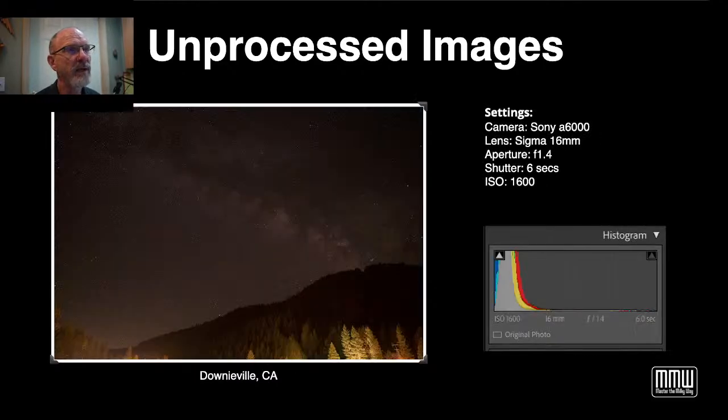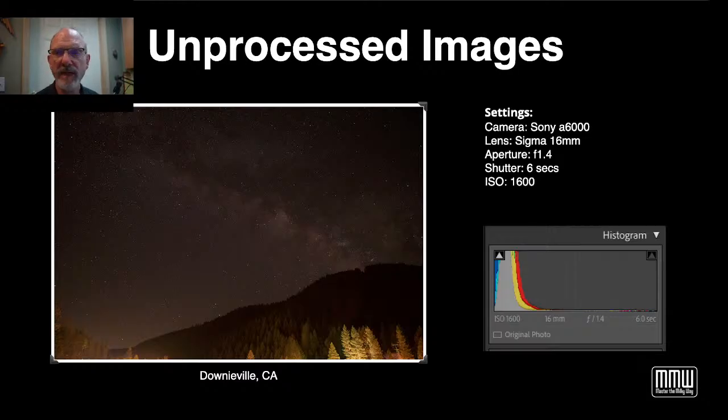Okay, here's an unprocessed image as well, taken in Downieville. You can see a little bit of light pollution coming up from Downieville, but focusing on the scene above Downieville. This was the second generation of my photography with my Sony a6000. That's a Sigma 16mm f1.4 lens, a shutter speed of 6 seconds, and an ISO of 1600. You can see this image is a little bit underexposed, and you can actually see the Milky Way is a little dark in there. But these images actually came out pretty good.